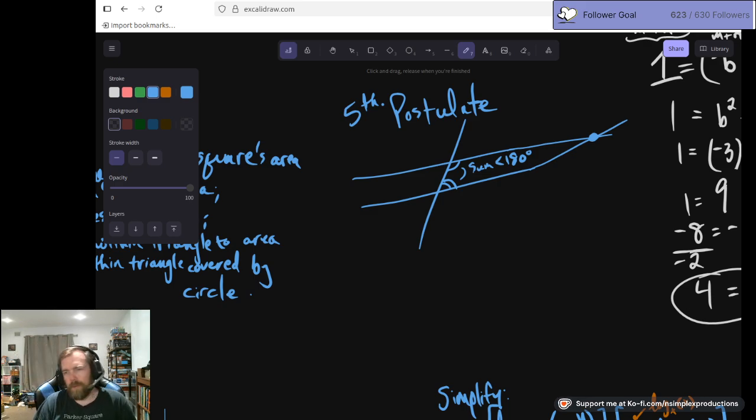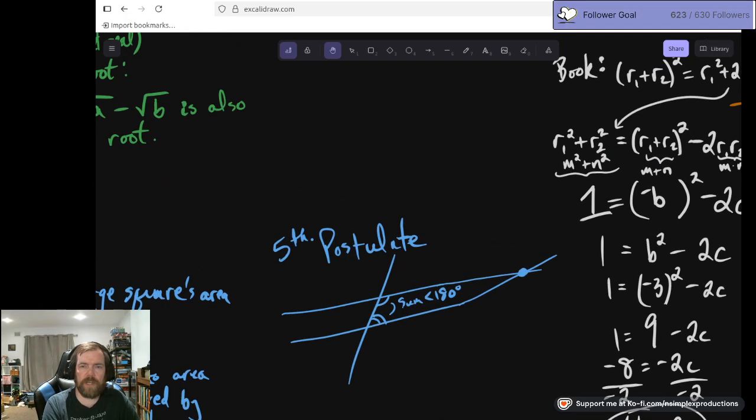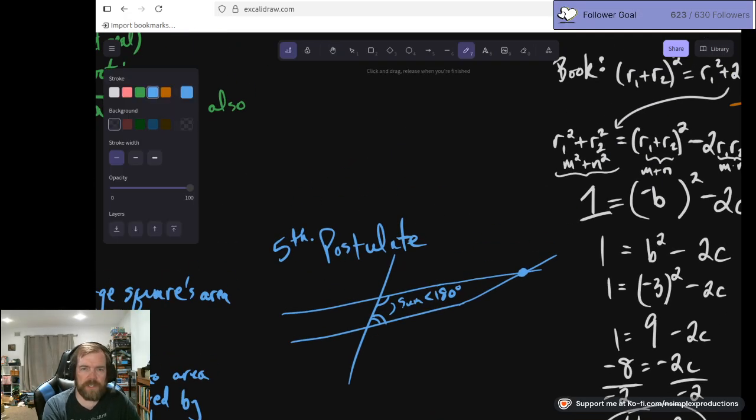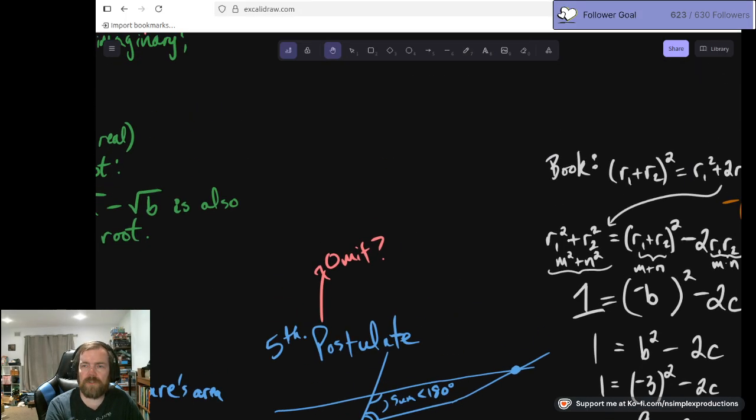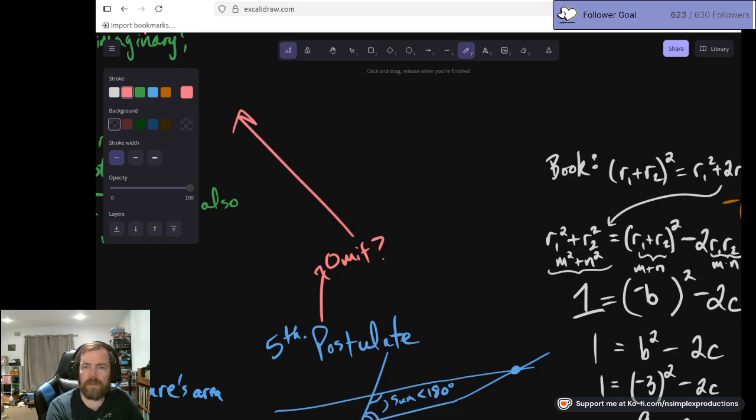Now, a lot of people are like, well, why do we even need this if it's just planar geometry? And the point is, what if it's not? What if you're just defining the space in which things live and what kinds of things are allowed? If we omit the 5th postulate, then actually what we have is 3 different possibilities.